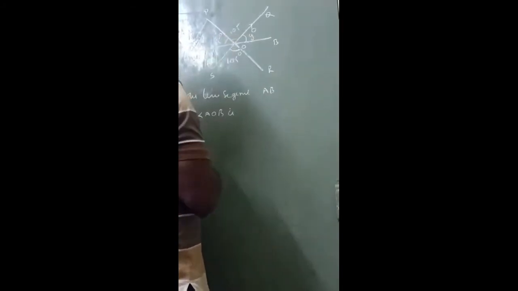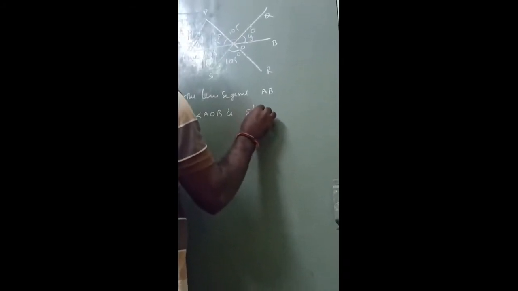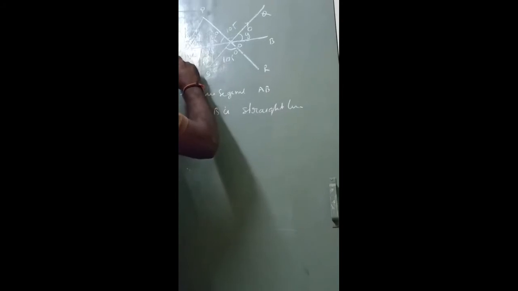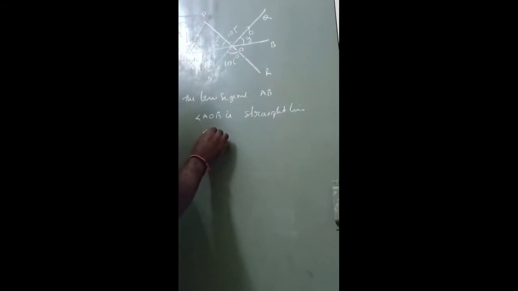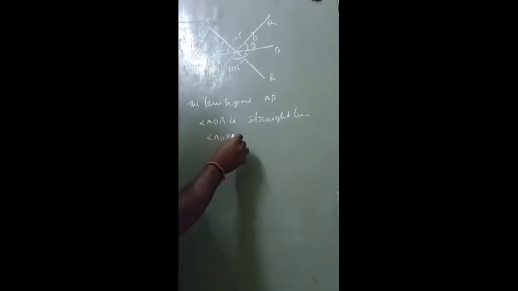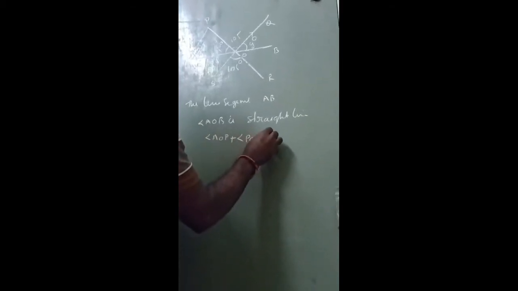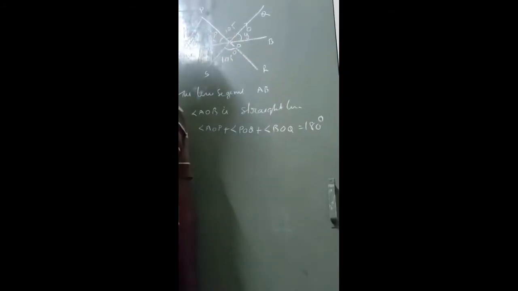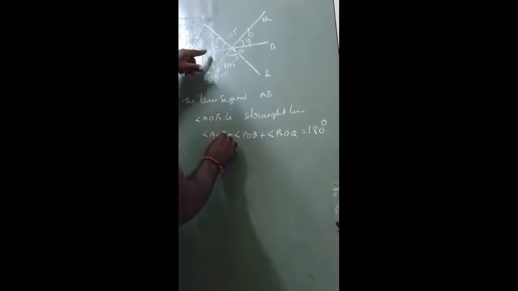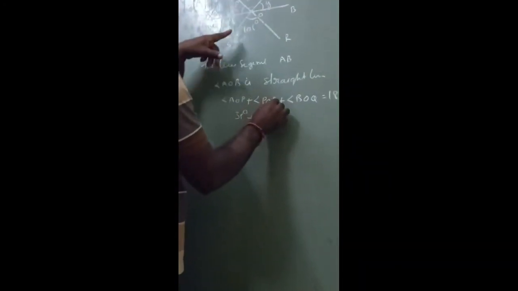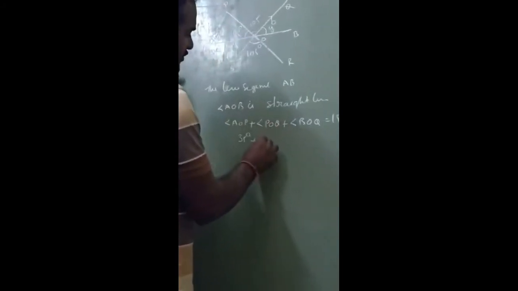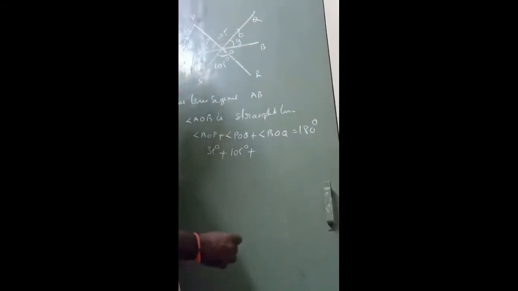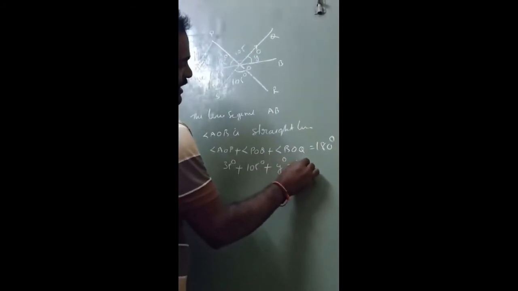That straight angle is equal to what angle? A straight line. So angle AOB is equal to angle AOP plus angle POQ plus angle BOQ, which is equal to 180 degrees. A straight angle is equal to 180. So AOP is 35 degrees, plus POQ is 105 degrees, plus angle BOQ is y degrees, equal to 180 degrees.